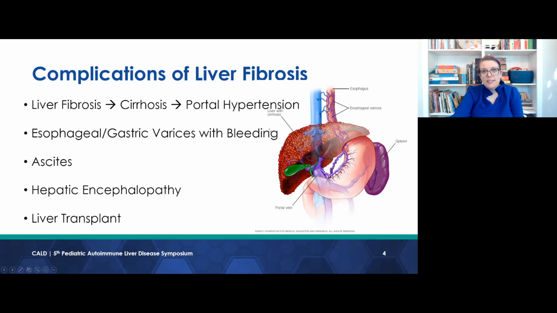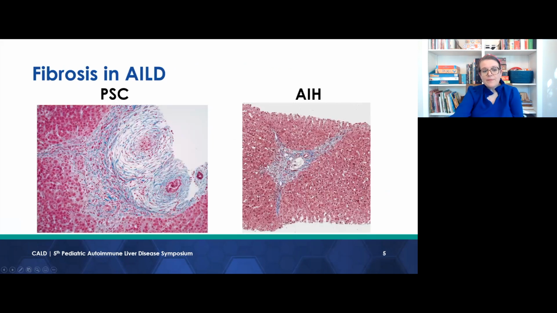So liver fibrosis can progress to cirrhosis, and cirrhosis can cause what's called portal hypertension. And symptoms of that can be esophageal or gastric varices that may bleed, ascites or fluid collecting in the abdomen, hepatic encephalopathy, which can affect cognitive functioning, behavior, as well as alertness, and ultimately complications of cirrhosis requiring liver transplant.